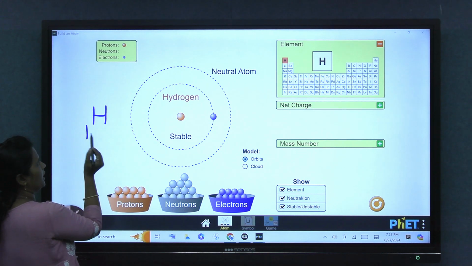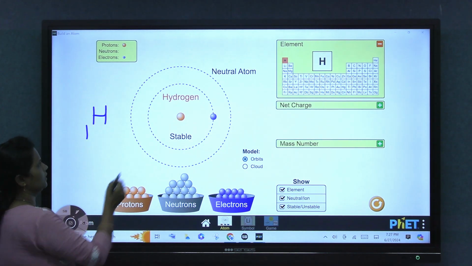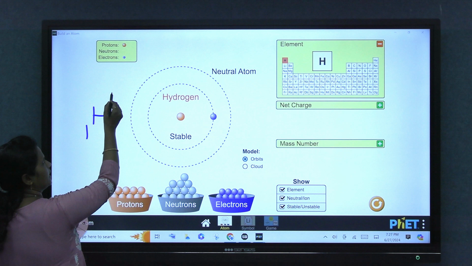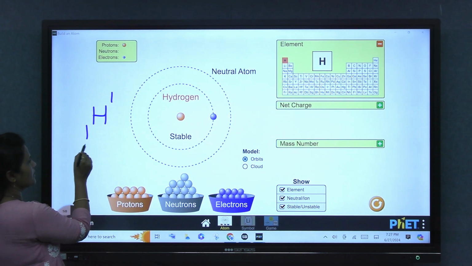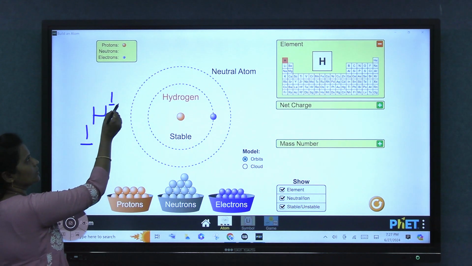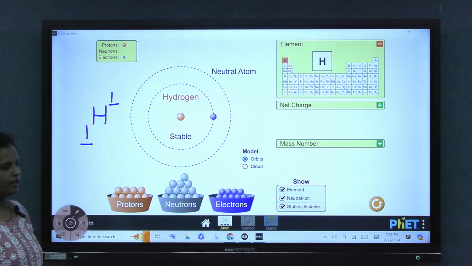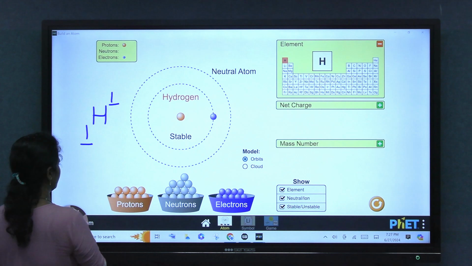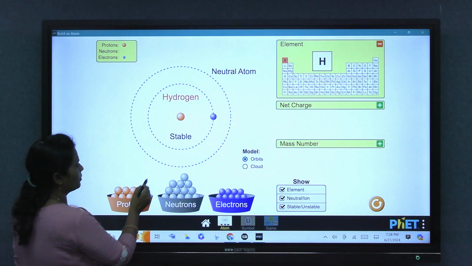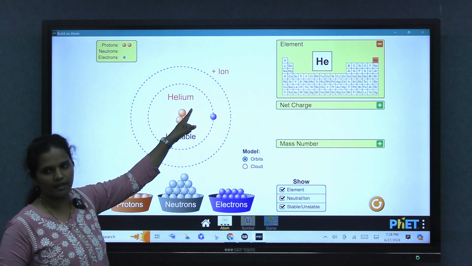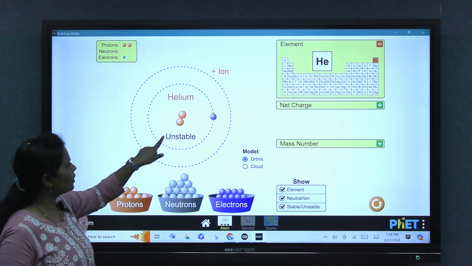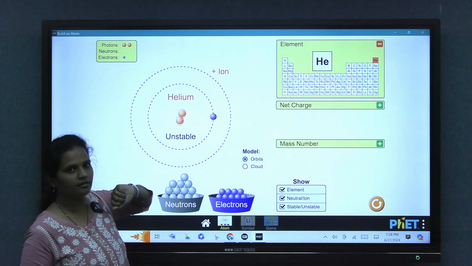Hydrogen has one electron and one proton, and in the center of the nucleus there is one proton. This is called the atomic number and this is called the mass number. Let us take one more example. If I add one more proton, immediately you can see the element name: helium. Is it unstable or stable?